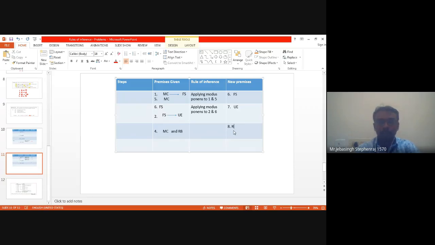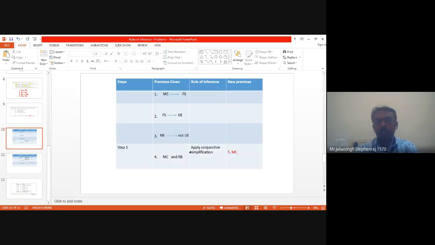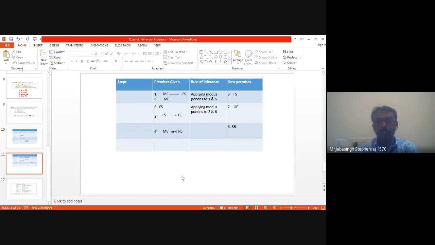In 2 minutes I will finish it. This is again a simplification rule. Just like how I obtained MC, I apply conjunctive simplification. Using conjunctive simplification, I get a new statement, simply RB, that I call the RB premise.